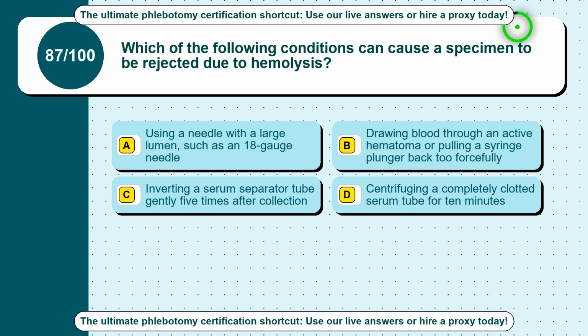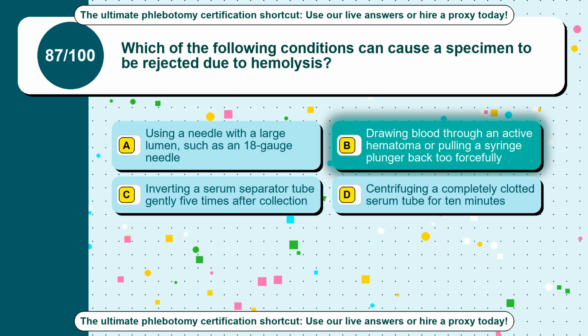Question 87. Which of the following conditions can cause a specimen to be rejected due to hemolysis? Option A, using a needle with a large lumen, such as an 18-gauge needle. Option B, drawing blood through an active hematoma or pulling a syringe plunger back too forcefully. Option C, inverting a serum separator tube gently 5 times after collection. Option D, centrifuging a completely clotted serum tube for 10 minutes.